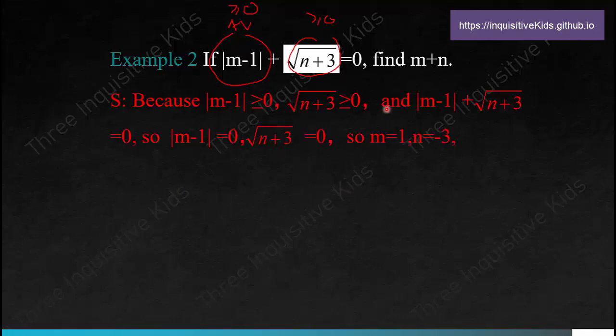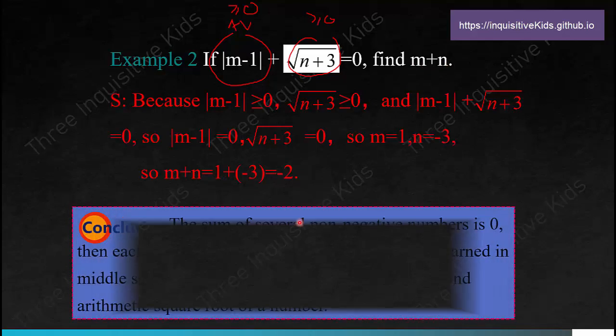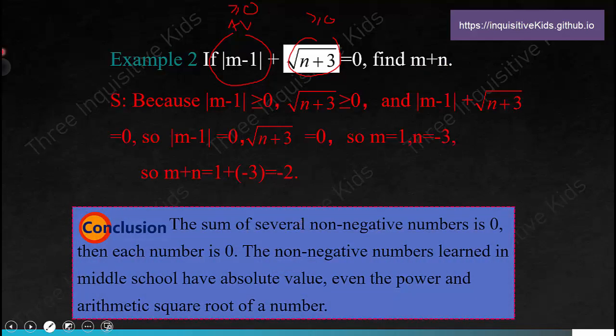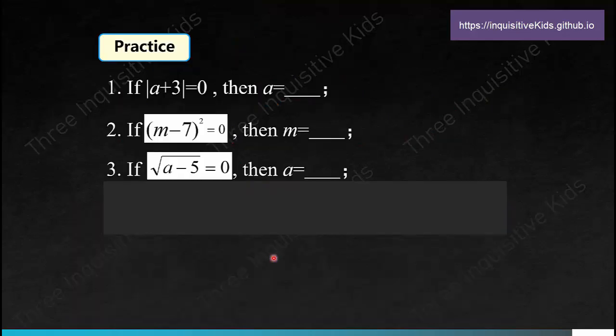So after the rules and applying the concept, we get that m is equal to 1 and n is equal to negative 3. Then we just add them because we're trying to find m plus n. So 1 plus negative 3 is equal to negative 2. So here's a conclusion: if the sum of several non-negative numbers is 0, then each number is 0. The non-negative numbers learned in middle school are the absolute value, the even power, and the arithmetic square root of a number too. So here's some more practice of this type of problem.